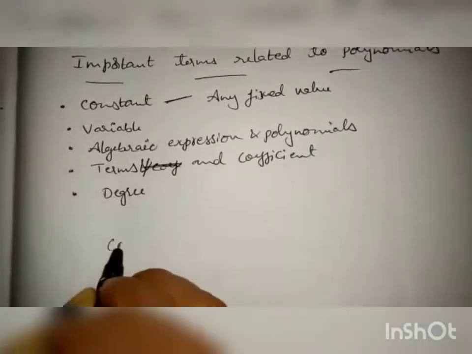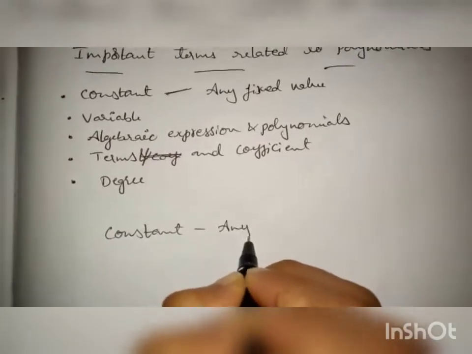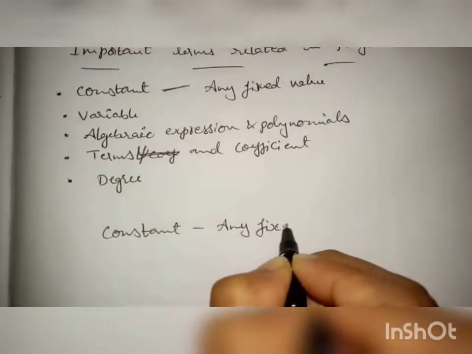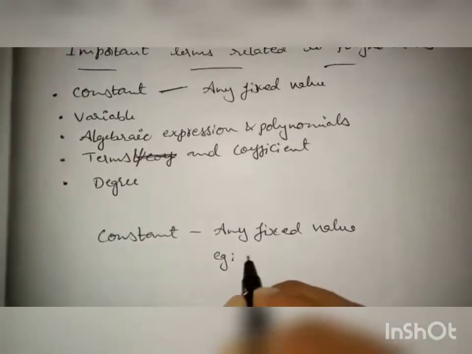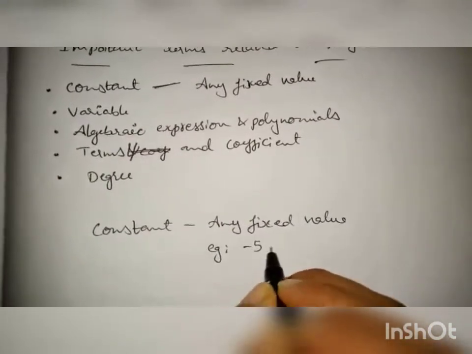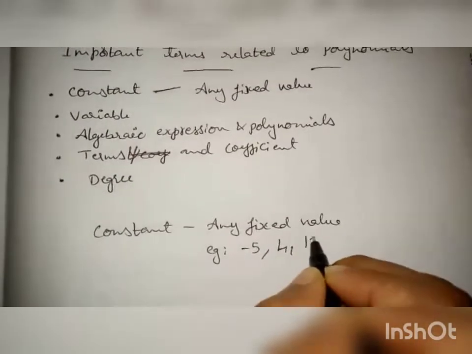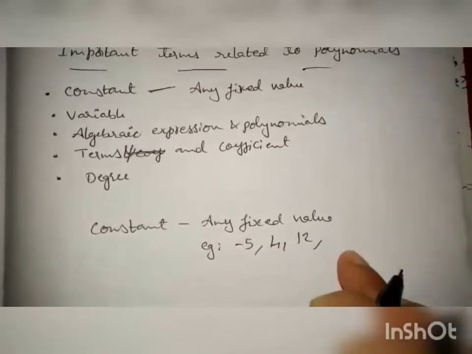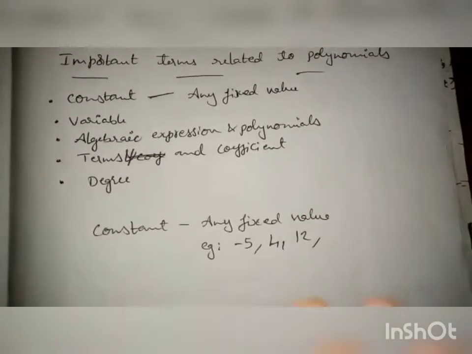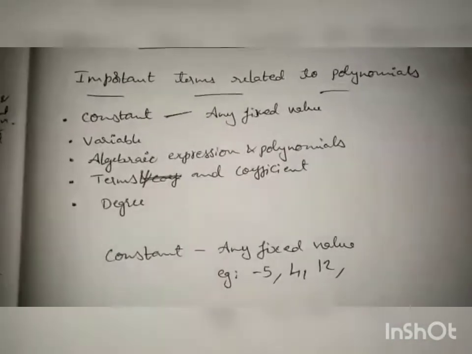For example, I'll write it here. Constant means any fixed value. For example, the numbers -4, -5, 4, 12. These are all constant, right? It doesn't change. -5 will not change. It will be like that itself. So that which does not change is called constant.